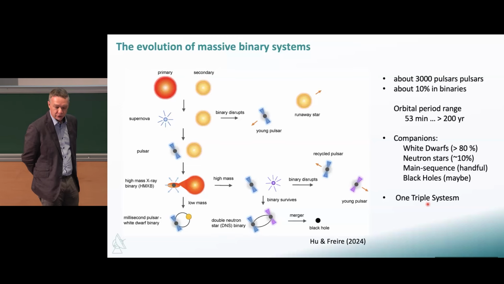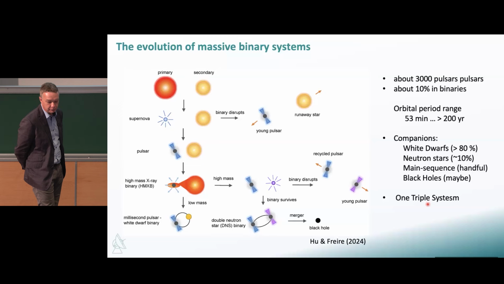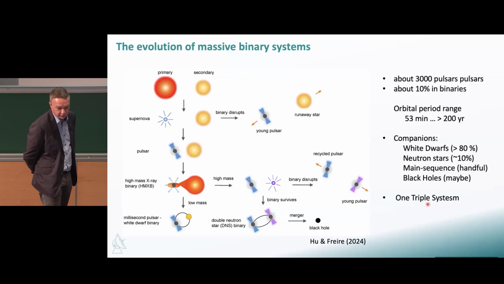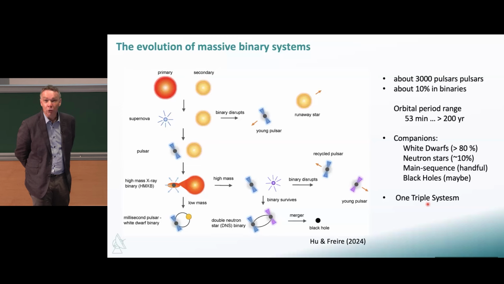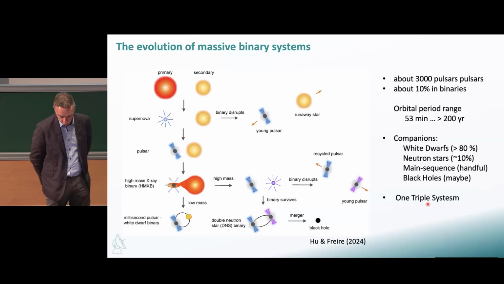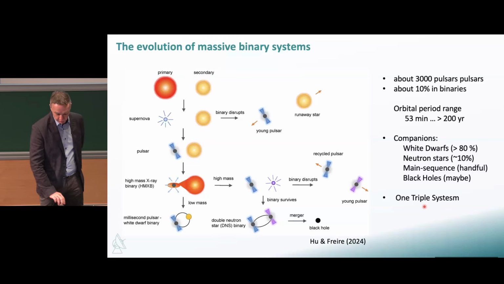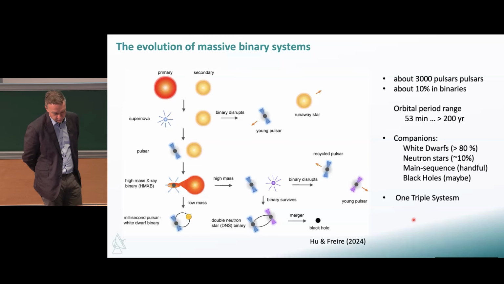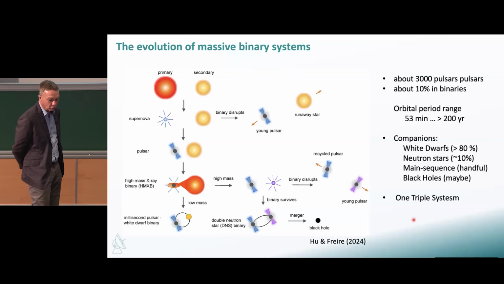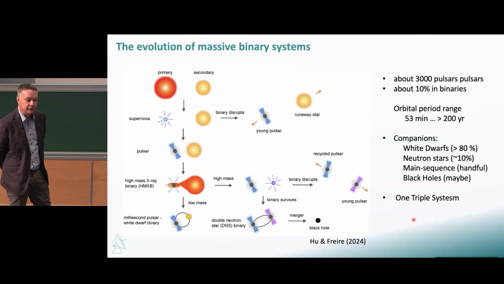So we have about 80% white dwarfs. We have about 10% neutron stars as companions, with a handful of main sequence stars, and maybe one black hole. I'll come back to that towards the end of my talk. And there's a unique triple system, which also features quite nicely in this talk. How are they evolving from a binary system?